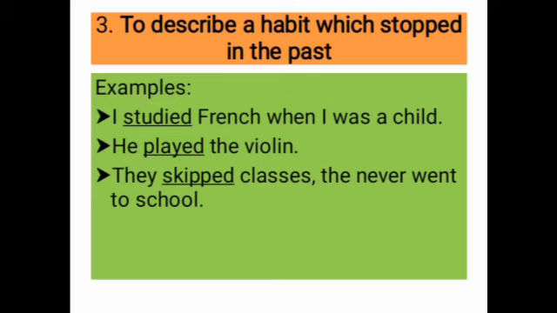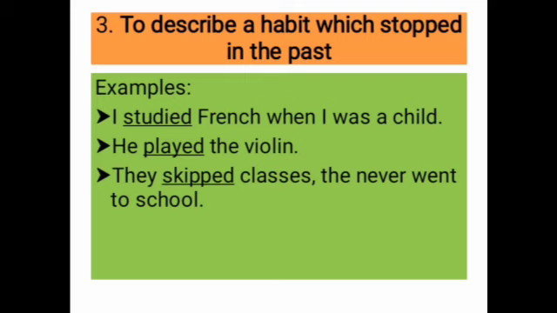All right, number 2, he played the violin. Played is the verb in the simple past, telling us that the person played the violin, okay? All right, the last one, they skipped classes. They never went to school, okay?